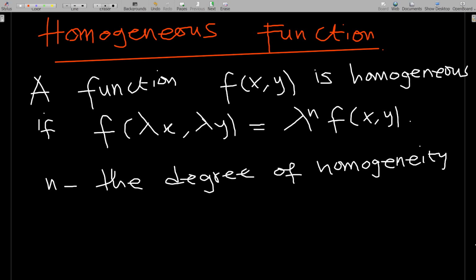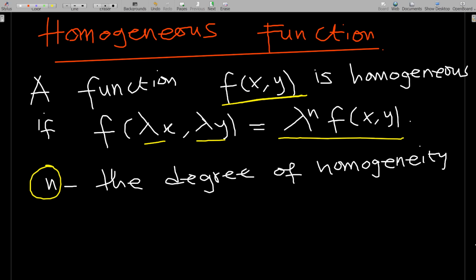So, homogeneous function. Now, a function f of x, y. Here we would deal with f of x, y. The function could be f of x, but since the idea here is differential equations, we'll talk about a function of two variables here, y and x. A function f of x, y is homogeneous if f of lambda x, lambda y equals lambda to the power n times your same f of x, y. When you substitute x and y with lambda x and lambda y, you get back lambda to some power times your same f of x, y. And here n is the degree of homogeneity.